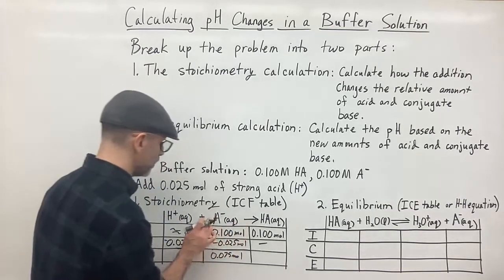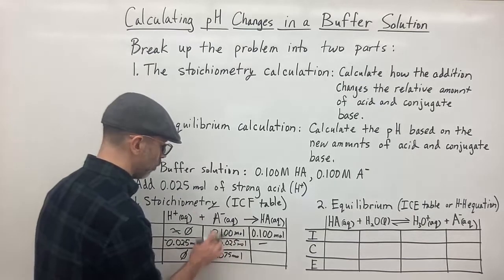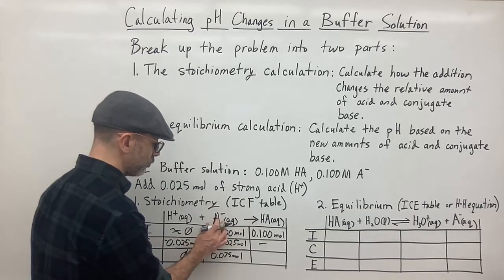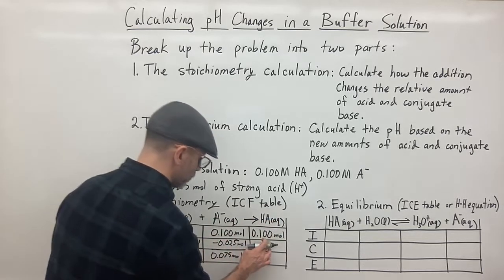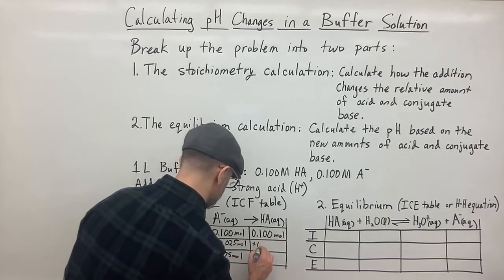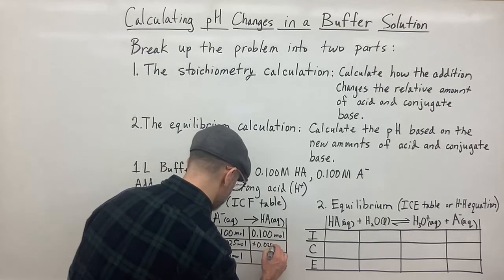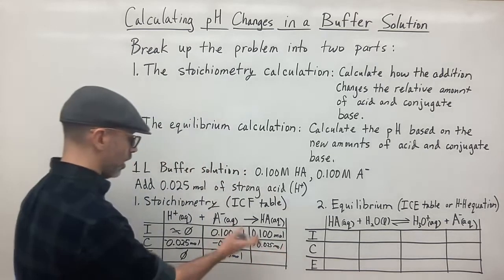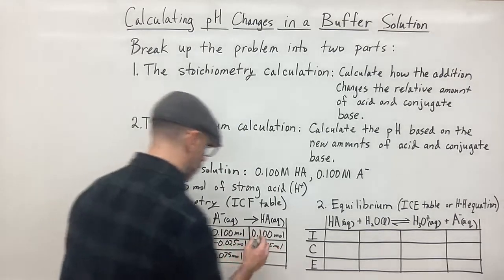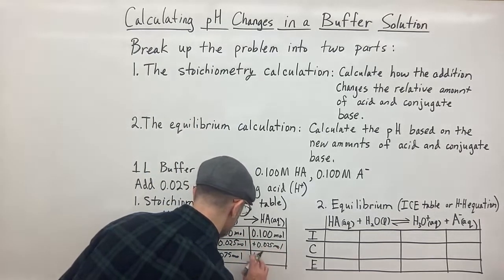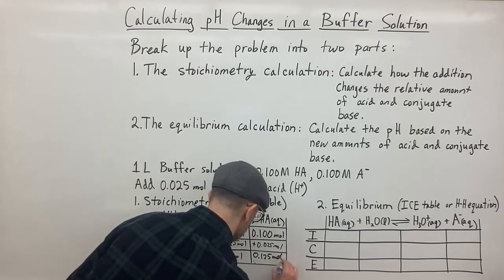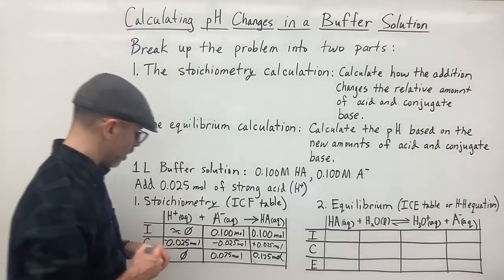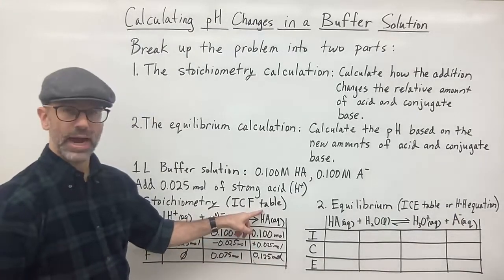And then since 0.025 moles of my conjugate base reacts, that's going to form the same amount of weak acid. So that's going to be adding to this 0.025 moles of my acid. So that's going to end up being a final amount of 0.125 moles of my weak acid.